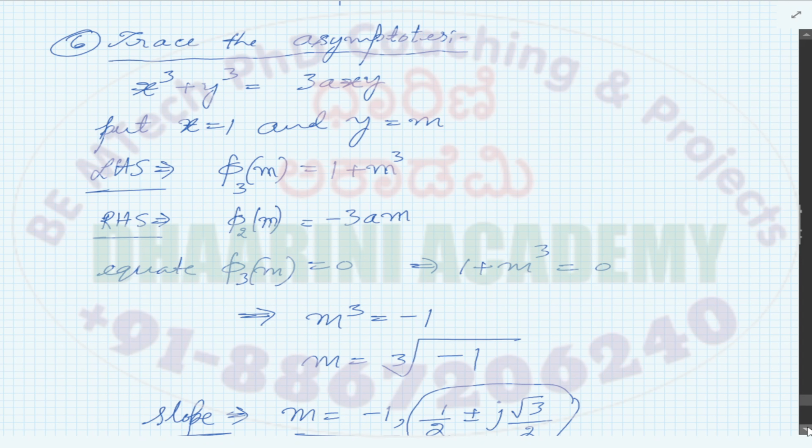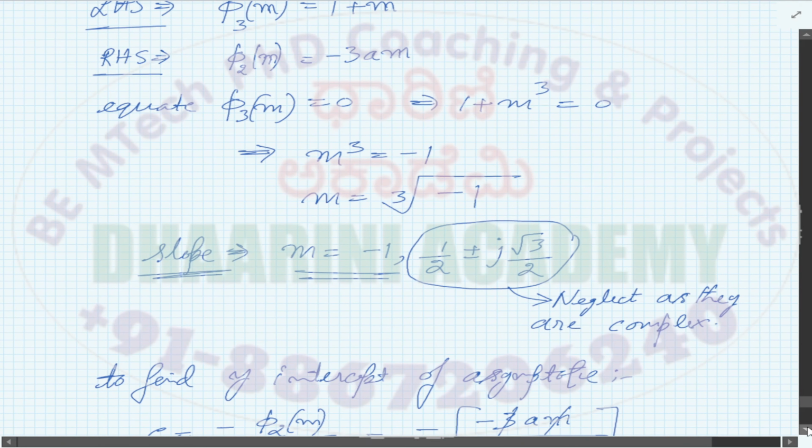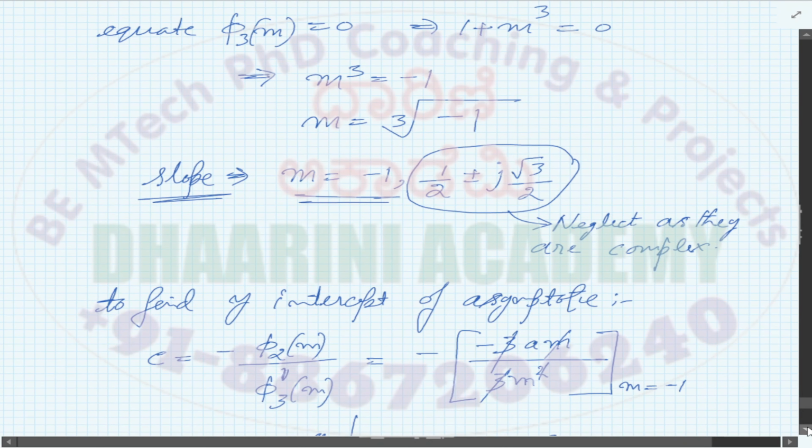So we write phi 3 as 1 plus m cube, and for phi 2, take the right hand side to the left hand side with the sign, so it becomes minus 3a into 1 into m, which is minus 3am. Now equate the highest degree term phi 3 to 0 to get the value of m. In this case, the value of m comes to be minus 1 and a complex conjugate pair. Since your graph is real, you neglect the complex terms. So m equal to minus 1 is the only possibility.